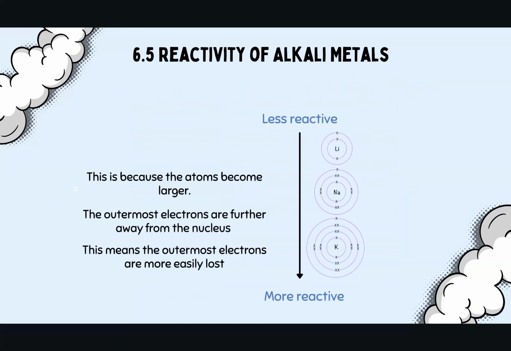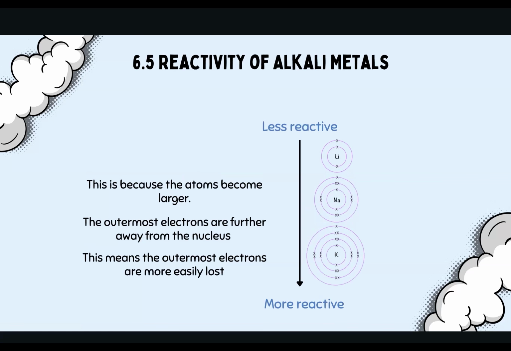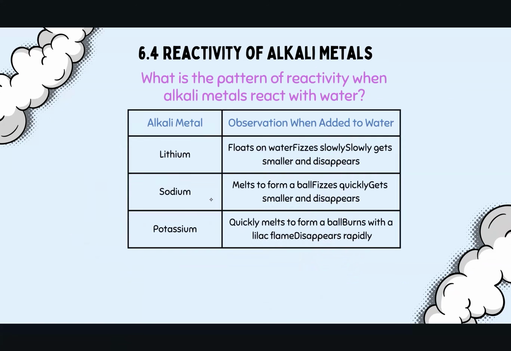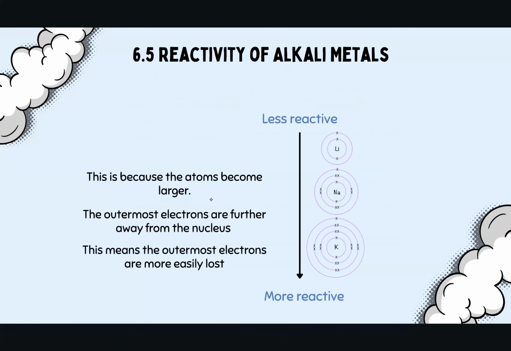Okay, let's look at 6.5 now. 6.5: explain this pattern in reactivity in terms of electronic configurations. So it's saying, look at 6.4. Why does it become more reactive as you go down the group? This is a description of what happens. It becomes more reactive as you go down the group. 6.5 is the explanation why.